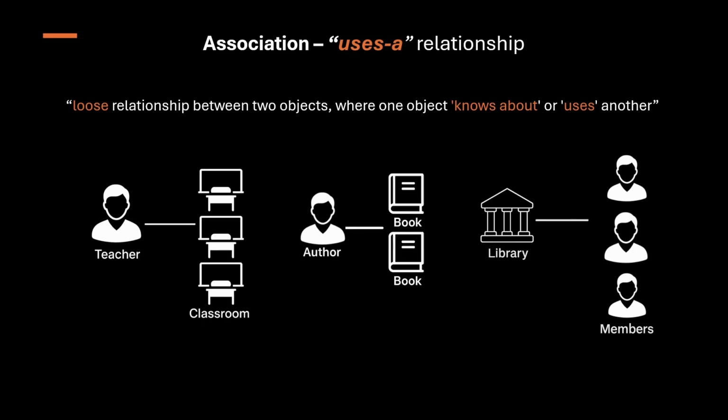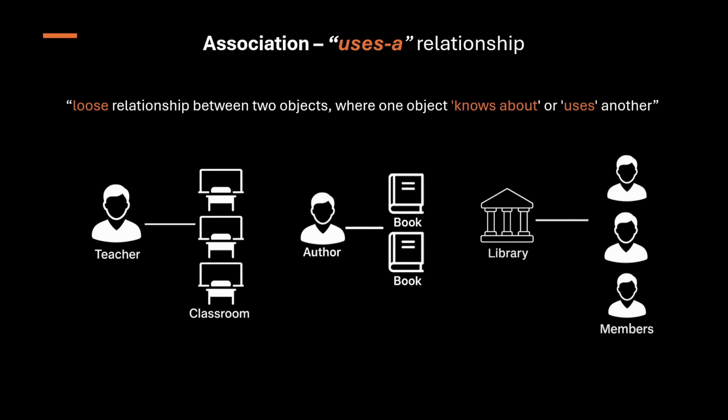Next, in the middle, we have an author and book. An author can write multiple books, and each book knows about its author. But again, there is no ownership here. The author doesn't contain books, and the book doesn't contain the author, which means that there is no lifetime dependency between the author object and book object. They simply know about each other and use each other's information.